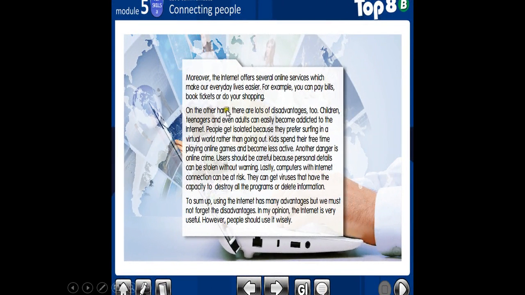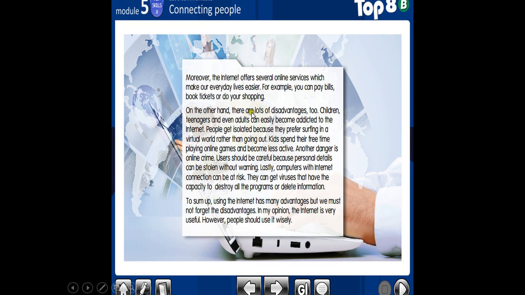Now, moreover, another advantage you can add: the internet offers several online services which make our everyday lives easier. For example, you can pay bills, book tickets, or do your shopping. Here are the advantages. Now, on the other hand, we will refer to the disadvantages.